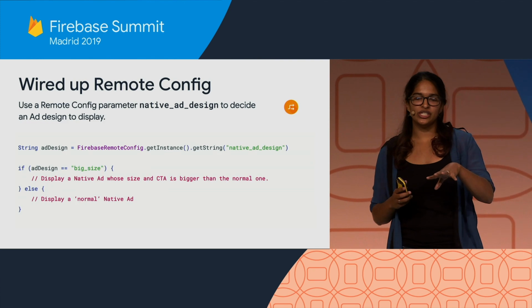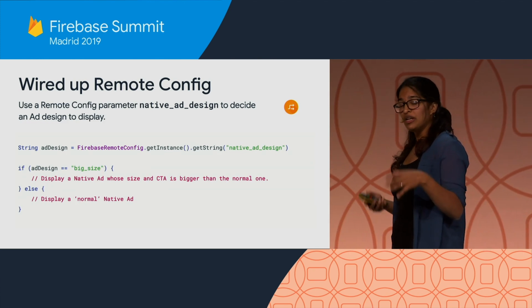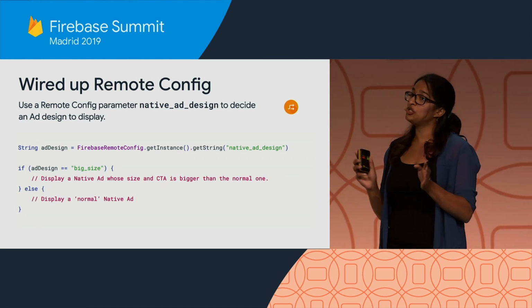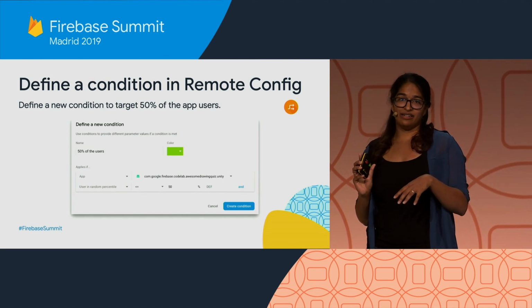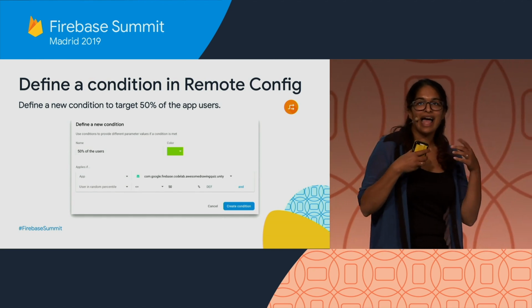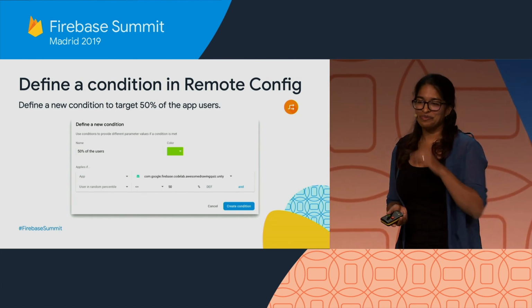So we could have chosen to use a Boolean or maybe an enum with a bunch of different options here if we wanted to. But in this case, we just wanted to experiment with those two variants. So after releasing the update and ensuring that enough folks have actually updated and have this new code and this new logic, we can move on to the Firebase console.